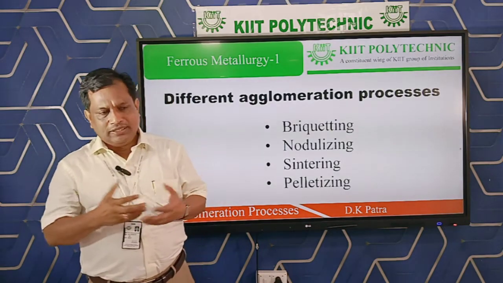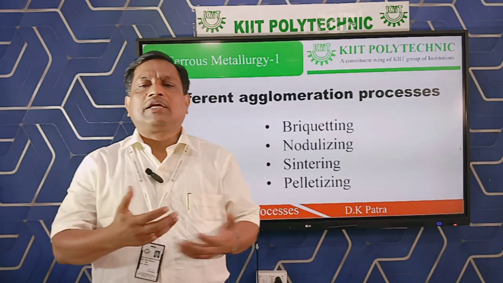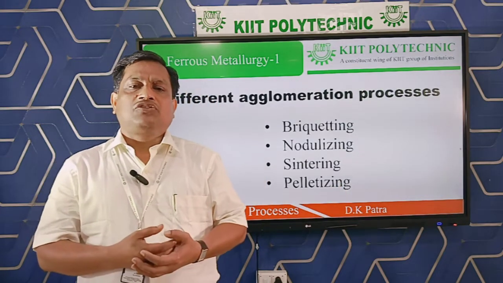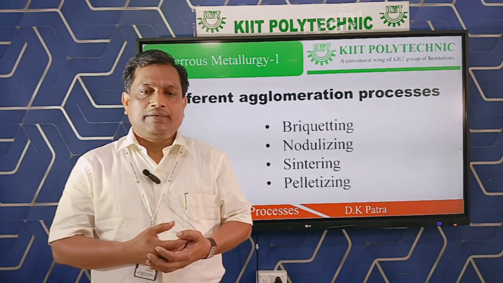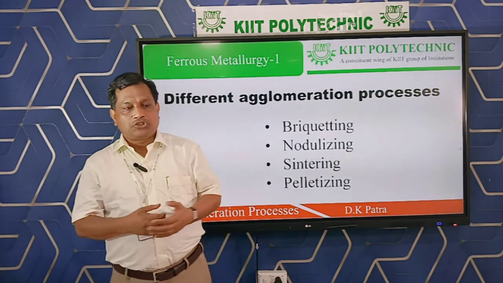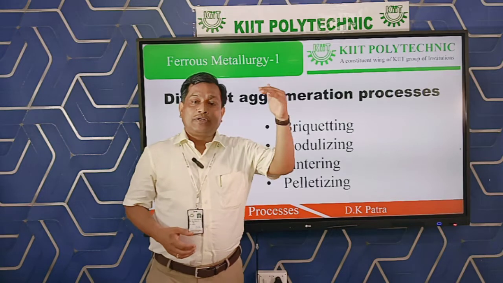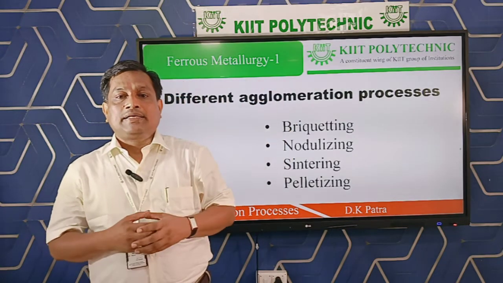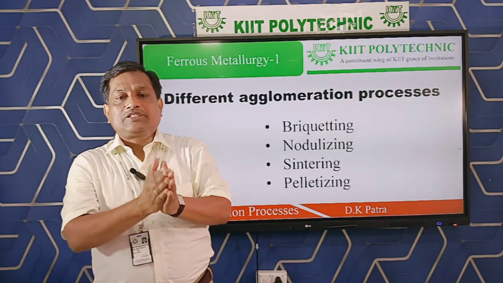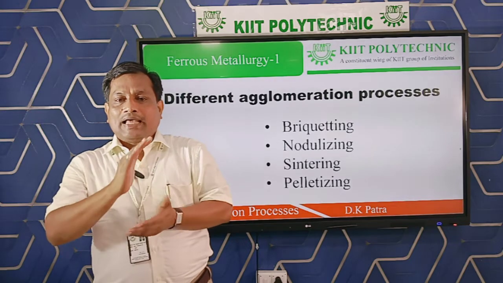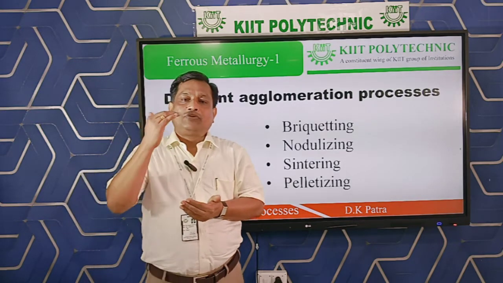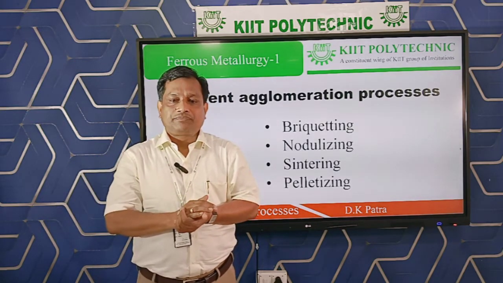In day-to-day life we frequently come across the use of steel. So how is this steel produced? First we take the iron ore from the mines. That iron ore is put in a furnace, and firstly it is converted into pig iron. That pig iron is converted into steel in the second step.